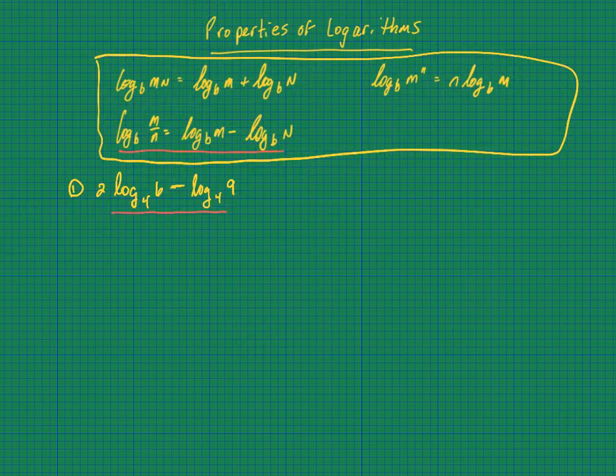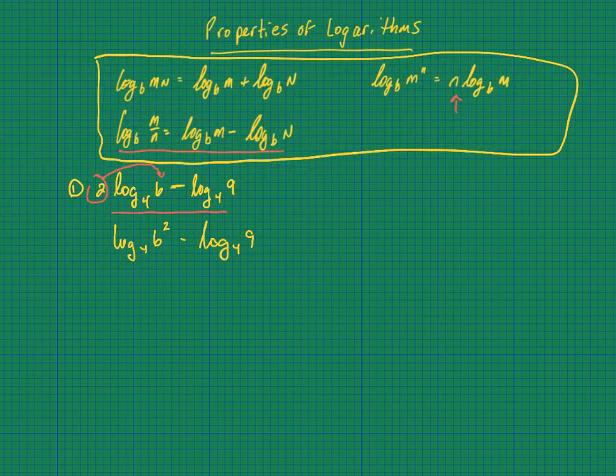So we're looking at the quotient rule, but we also have to remember that we do have this 2 outside, which if we come over here, is very similar to the power rule. So let's do our powers first. So we can go ahead and reorder this. That should end up being the log of base 4 of 6 to the second power minus the log of base 4 of 9.